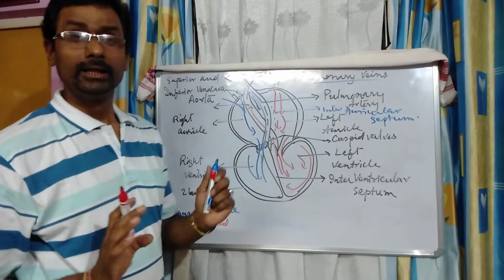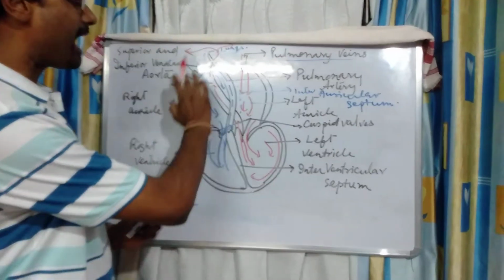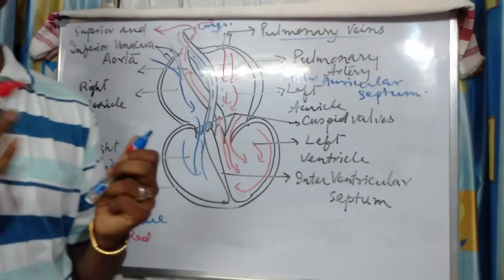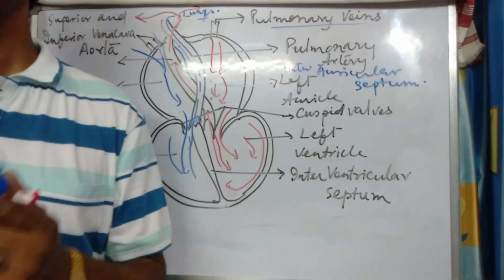Can you get it? So, this is the way how the circulation of blood takes place in the case of mammals, which have a 4-chamber heart.